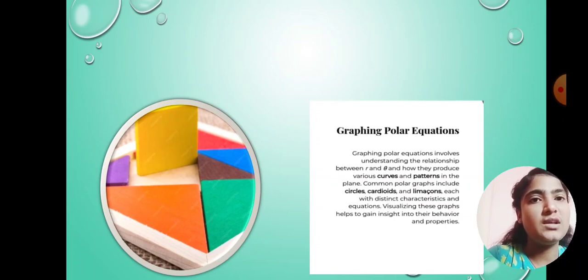Like this, polar coordinates have many applications in many other fields also.